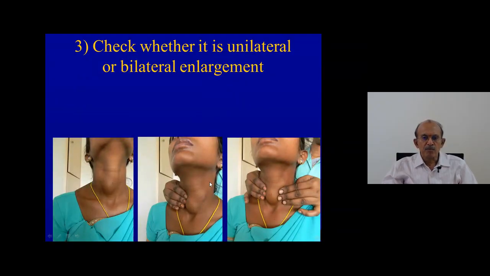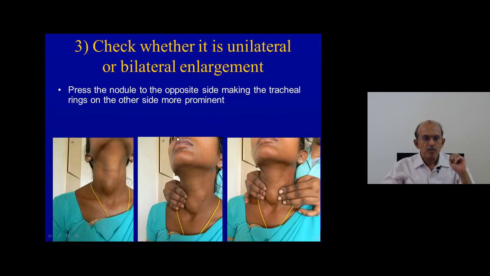So after you palpate the whole thyroid gland, you check for the site, size, shape, surface, skin over the swelling, consistency, margins, mobility. All these things you do by physical examination of the swelling. Then you must check whether it is unilateral or bilateral. For example, in this swelling, the swelling is present on the right side. Check whether the left lobe is enlarged or not.